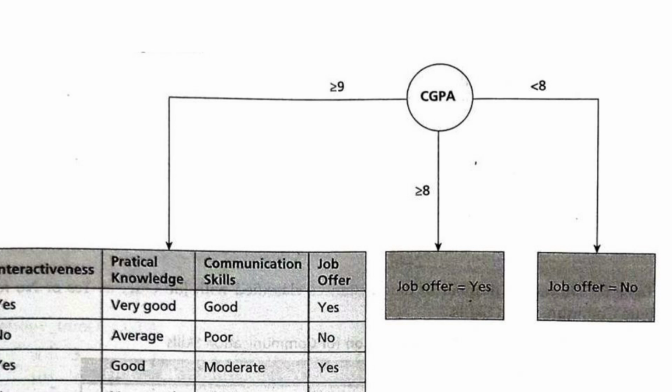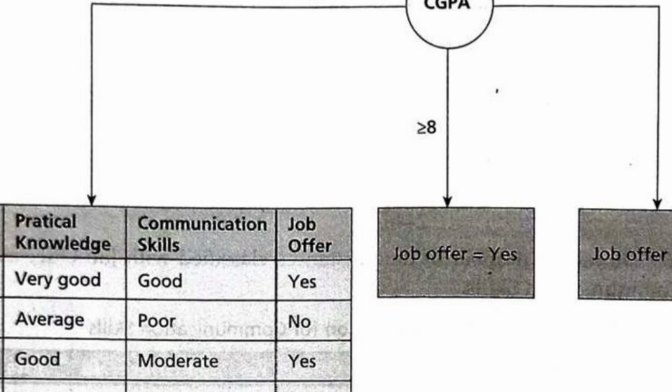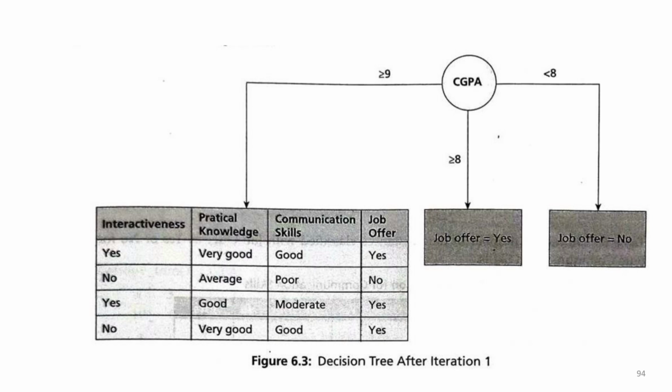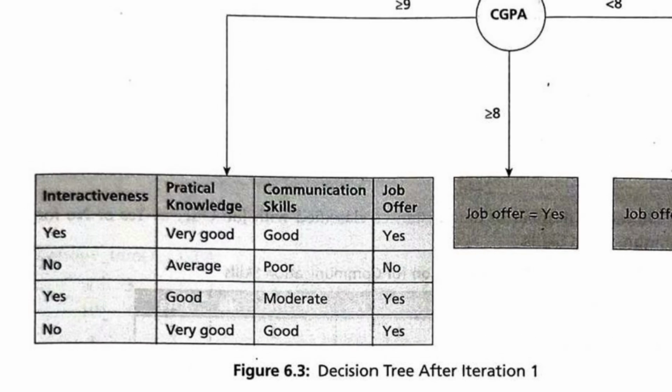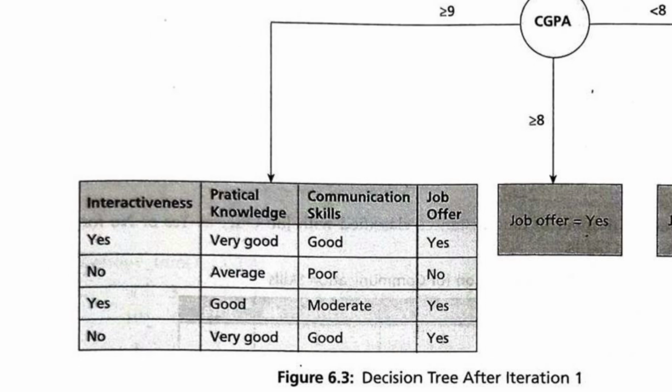If it is less than 8, there is no job offer. You can directly write that, so you end up with a leaf node. If greater than or equal to 8, there is a job offer. If it is 9, again it depends; you can't tell directly. I'm getting this from the table only. If it is greater than 9, you can't tell whether the job offer is yes or no. You can see here, if it is greater than 9, job offer might be yes, might be no. So you can't decide. Again you have to repeat the step to get the parent in this part.